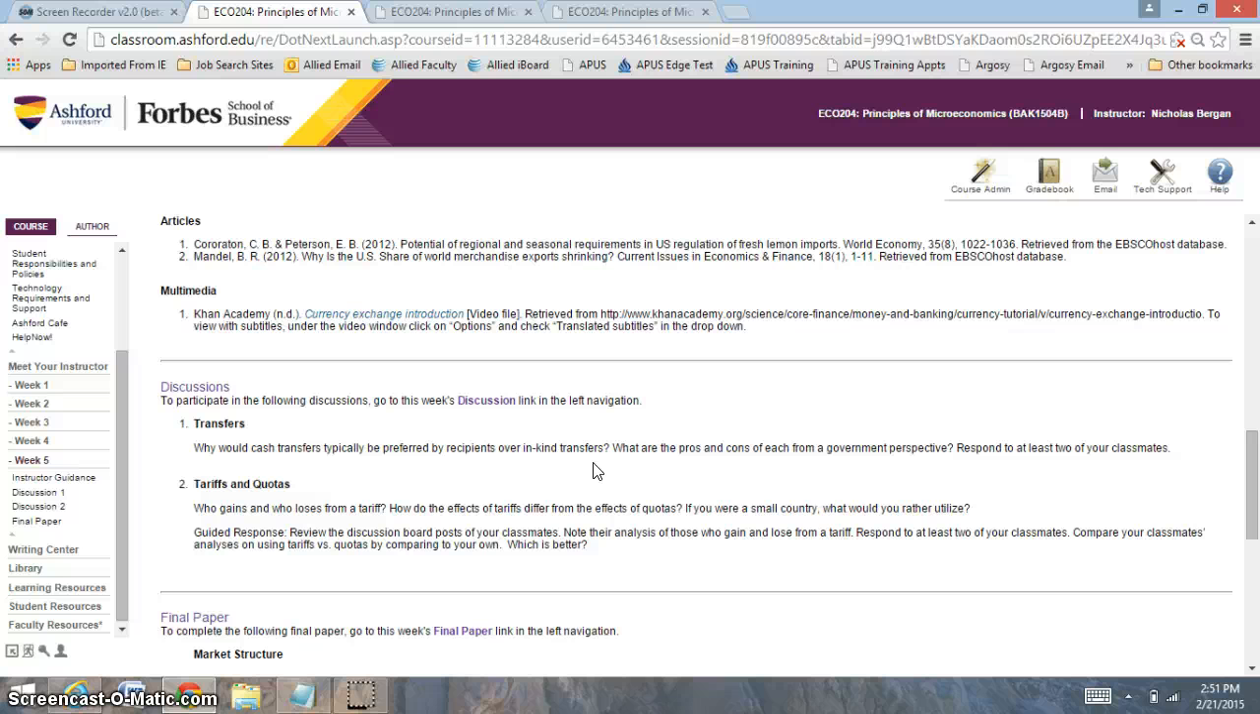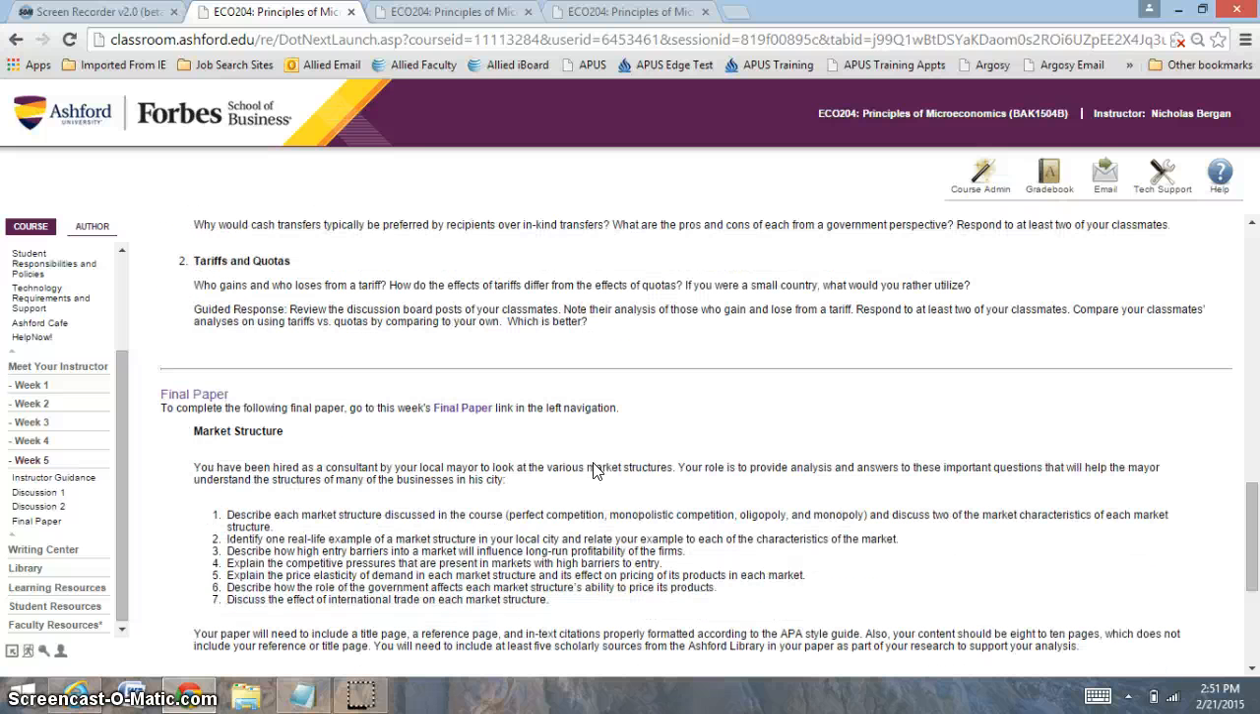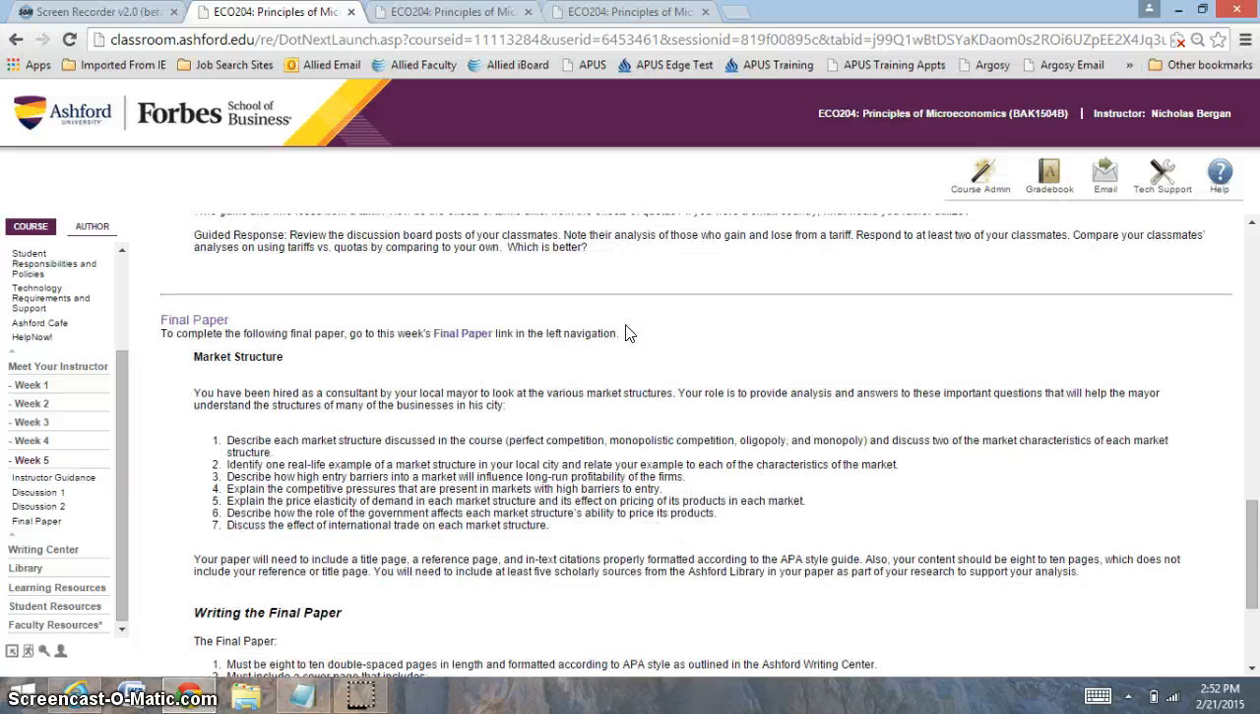The other discussion is going to be looking at tariffs and quotas. A tariff is going to be a tax on an imported good, where a quota is an actual restriction on the output. So you want to look at a small country, and what do you think a small country would rather utilize? Would a small country rather utilize a tariff or a quota, given the role of a government? And what would be the benefits of a government in that instance?